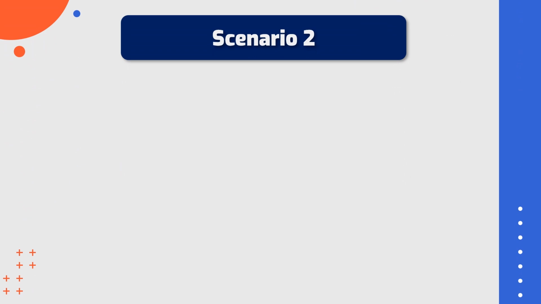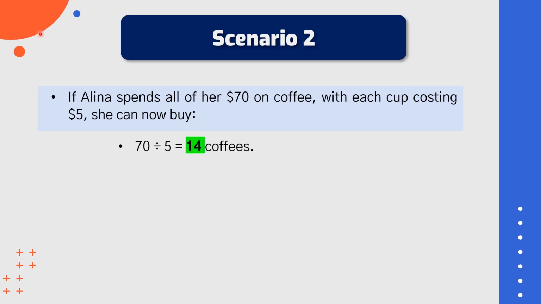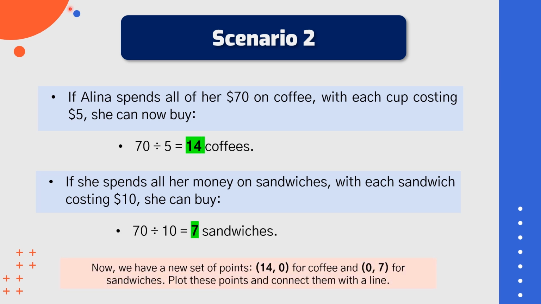If Alina spends all her $70 budget on coffee, price per 1 cup of coffee in this case is, as in the initial scenario, $5, she can now purchase 14 cups of coffee. If she spends all her $70 budget on sandwiches, at $10 per sandwich she can purchase 7 sandwiches. In other words, the new points of intercept are 14.0 for cups of coffee and 0.7 for sandwiches.